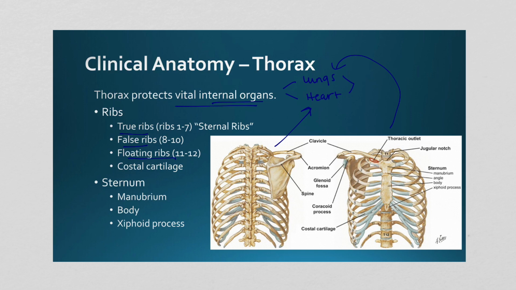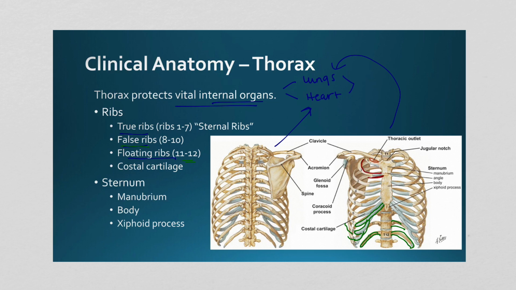When we look at ribs 8 through 10, do you see how they indirectly attach to the sternum via true rib number 7's costal cartilage? So they don't have a true direct attachment to the sternum, and for that reason, they are called false ribs. Ribs 11 through 12, on the other hand, why do you think they're called floating ribs? What do you notice about them down here? They have no direct attachment to the anterior aspect of the sternum. You got it.